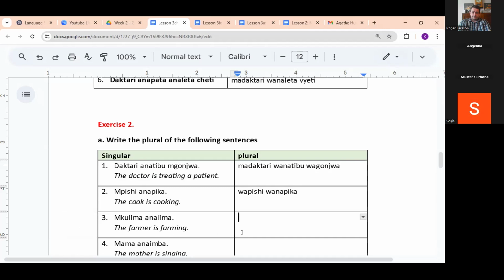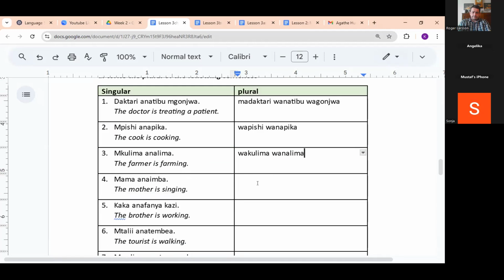Number 3, mkulima analima. Kaka Roja. Wakulima wanalima. Asante sana. Mkulima analima, wakulima wanalima. Vizuri sana.